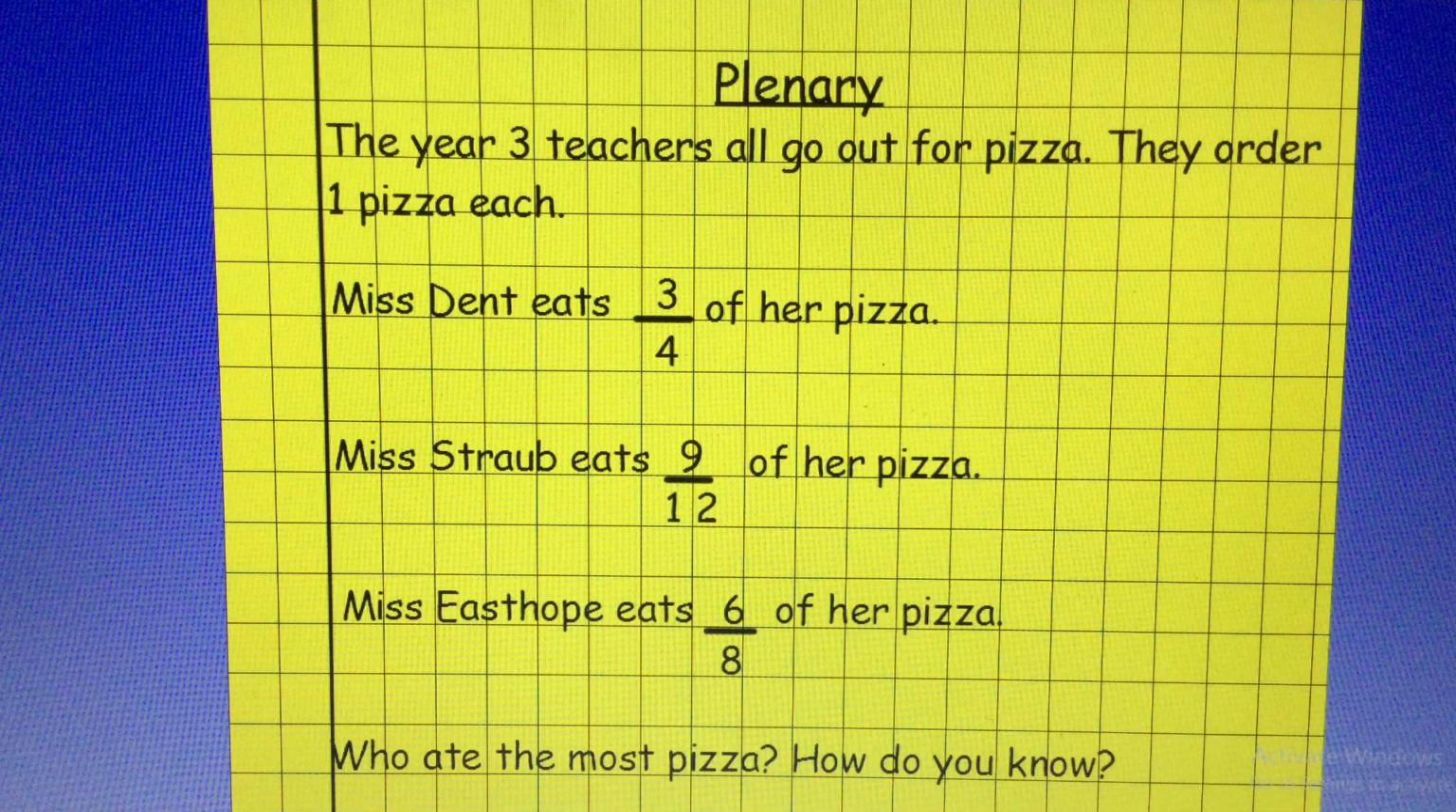And here is your plenary question for today. The Year 3 teachers all go out for a pizza. They order 1 pizza each. Miss Den eats 3/4 of her pizza. Miss Straub eats 9/12 of her pizza. And Miss Easthope eats 6/8 of her pizza. Who ate the most pizza and how do you know?